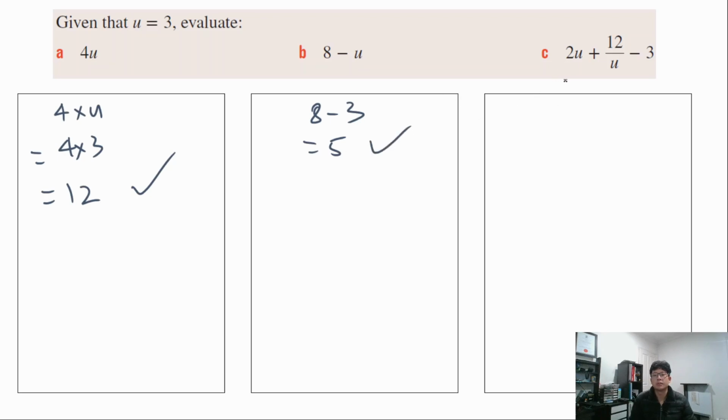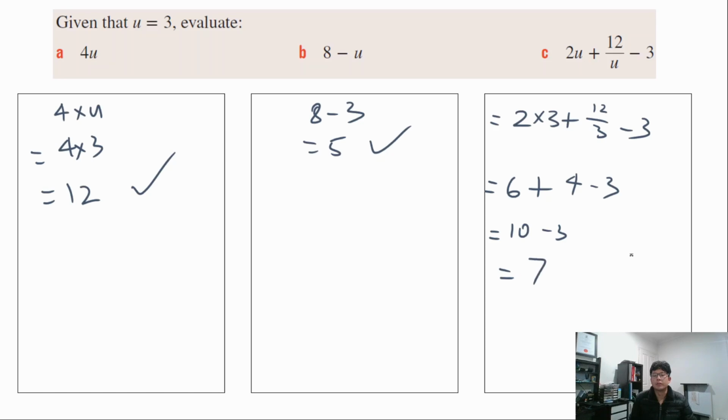And the next one, replace the u with 3, so it'll be 2 times 3 plus 12 over 3 minus 3. Remember, just go using BODMAS, 2 times 3 is 6, plus 12 over 3, that gives you 4, minus 3. 6 plus 4 is 10 minus 3. Don't forget the equal signs. And 10 minus 3 equals 7. Give yourself a tick if you got that one correct as well.